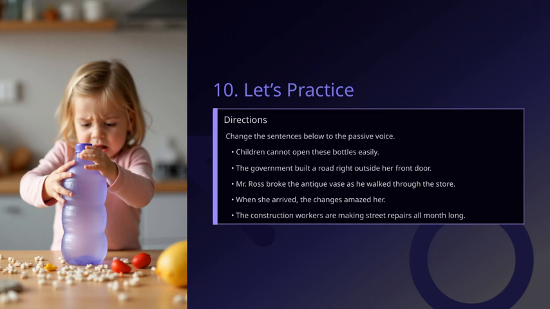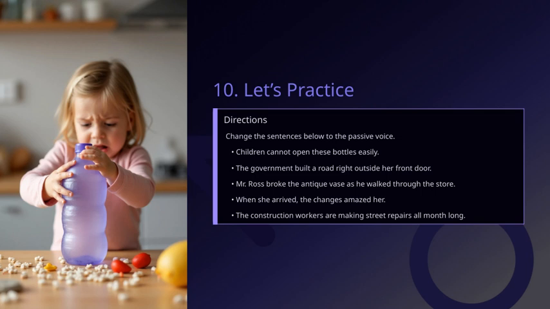Next, the government built a road right outside her front door. In passive voice, it becomes, a road was built right outside her front door by the government. Again, we're emphasizing the object, the road, and the action done to it. Then, Mr. Ross broke the antique vase as he walked through the store. This turns into, the antique vase was broken by Mr. Ross as he walked through the store. It's a little longer, but it clearly shows the object receiving the action.